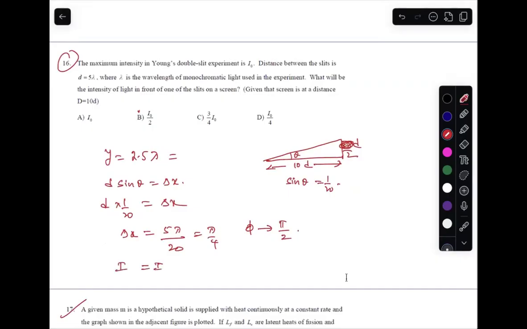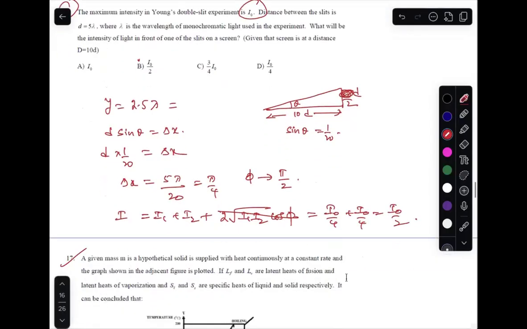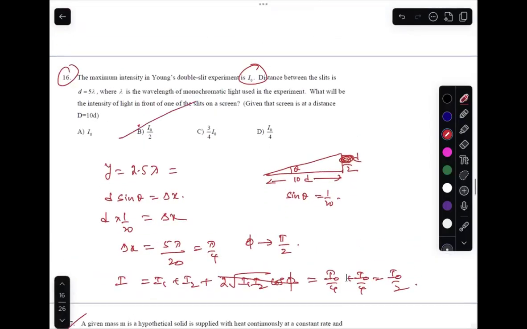So I is I1 plus I2 plus 2 root I1 I2 cos pi by 2. Entire term vanishes. Full constructive intensity is I0. Normally our formula for I0 gives I0 by 4, each is I0 by 4. So I0 by 2 is the answer. Right. Next.